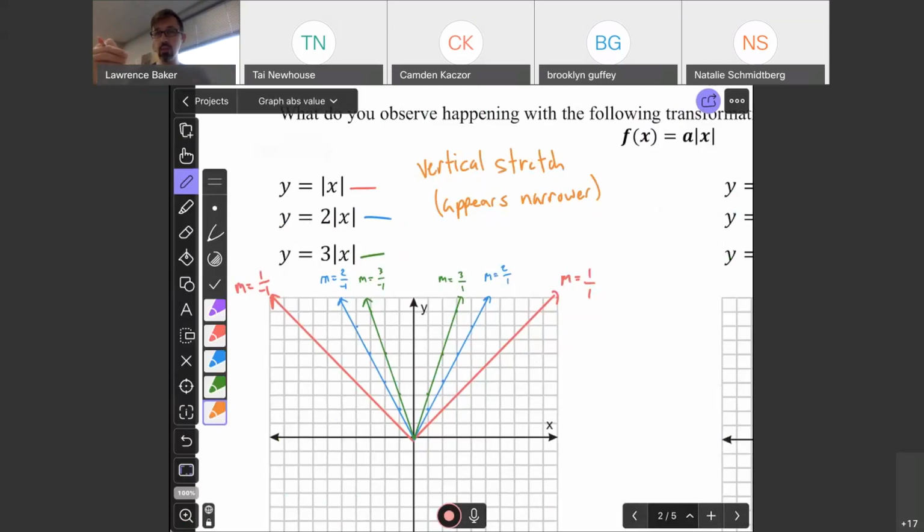They're all V's. They all have the same shape. It's just they're narrower or wider compared to which way we're looking at. The parent function is the regular one, the standard, and then as we multiply by higher and higher numbers, they get skinnier and skinnier and skinnier, more and more stretched.